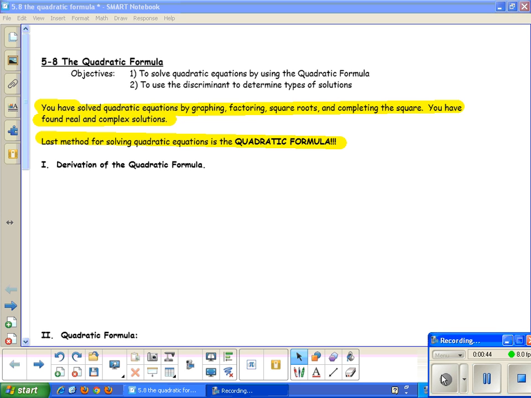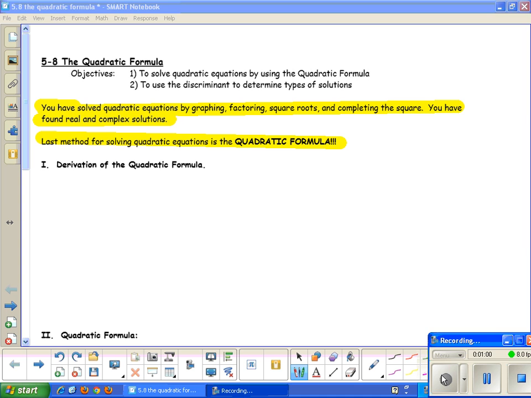Now the first part that I'm going to do is I'm going to derive the quadratic formula. If this part is a little hard for you to understand, that's okay. Just write it down. You don't need to memorize it. I'm not going to have you write it down for a test or quiz, but it's kind of helpful to see where this formula comes from.